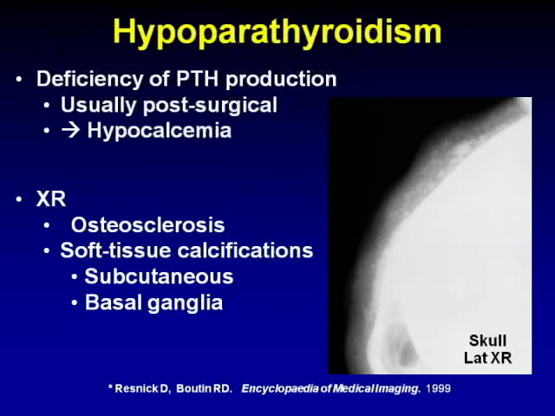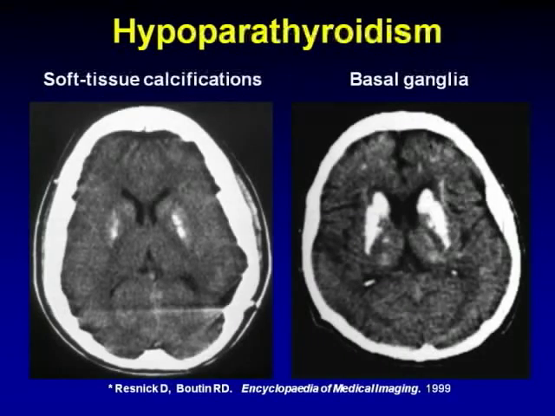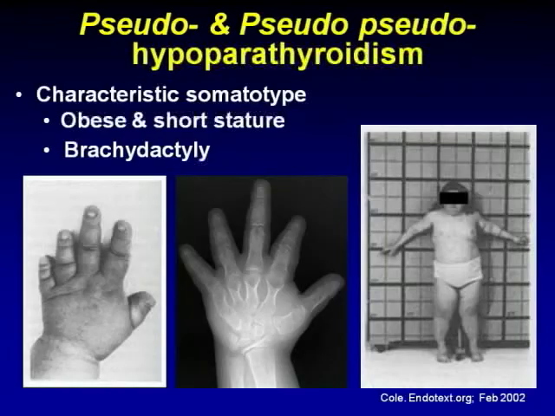Here on this coned-down lateral radiograph of the skull, we see a dense frontal bone, but also these subcutaneous calcifications. These calcifications may also occur elsewhere, namely the basal ganglia, as in these 2 patients on CT. With pseudohypoparathyroidism and pseudopseudohypoparathyroidism, patients typically are obese and of short stature. It turns out that their fingers and metacarpals are also short.